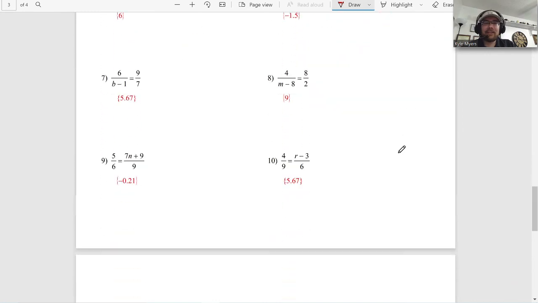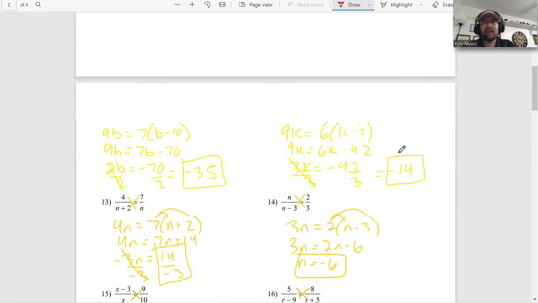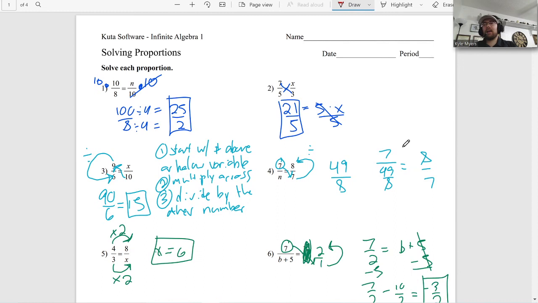But there's the answers. And of course, you can look this up yourself and get the answers that way. This is called solving proportions. You can also type in the word Kuta, K-U-T-A, and it'll come up that way as well.